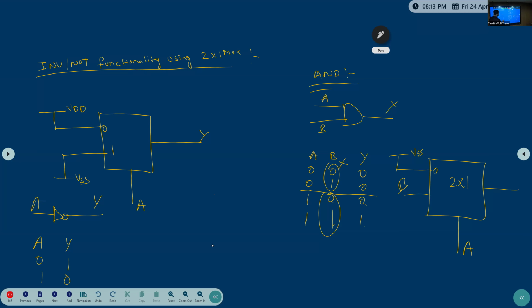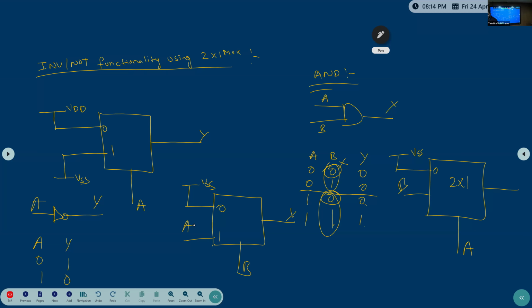If I go with B as the selection line, then what is the same? When B is 0, in this case and this case, no need to worry about A. We are not worrying about A. This is VSS. Now if B is 1, whatever A is, the output follows A. A is 0, output 0; A is 1, output 1. So that's it. Simple.